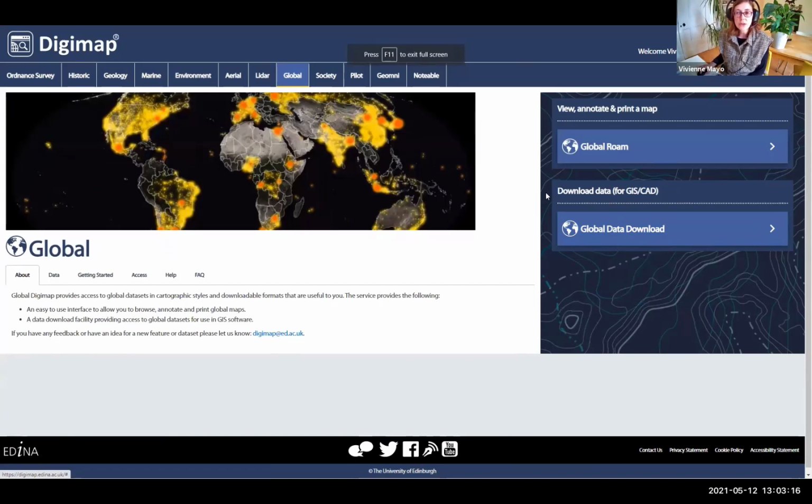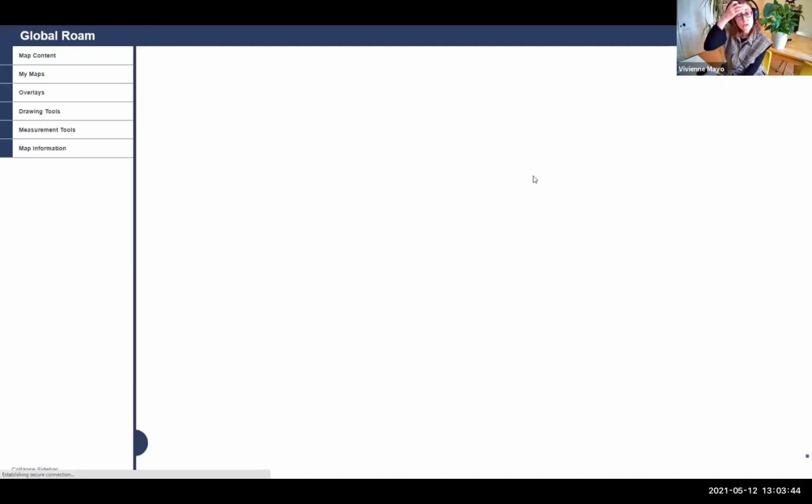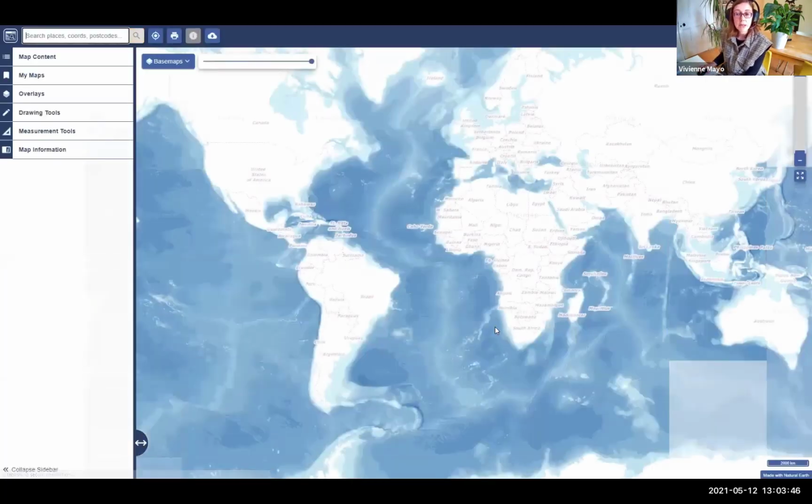Okay, so for those of you that haven't used our Global Digimap service, we've got 2 applications. Global Roam, where you can browse the global maps that we have and use various tools to measure, add overlays and so on. And then you can print those out as a PDF or as an image. And then the Global Data Download is the application that Seraphim has used to download the OpenStreetMap data for his particular project area or areas. So I'll give you a quick look at Global Roam, and there's a few features I think might be useful for you. But again, Emma, if there's anything you think I'm missing, do shout.